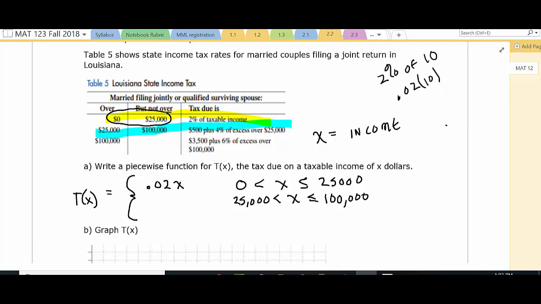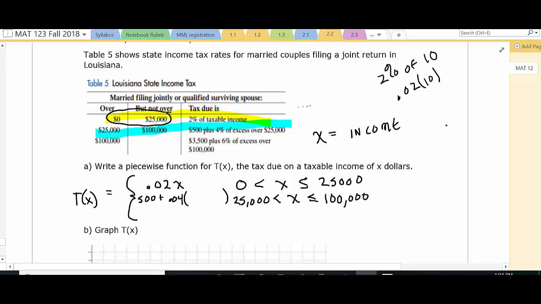Okay, now let's look at what this says. This you've got to be careful about. You're going to do $500. Regardless of how much you make, we're going to charge you $500 for your taxes. Then we're going to do 4% of the amount you make over 25,000. Well, how do you take 4% of a number? You do 0.04, right? Okay. How are you going to figure out the excess over 25,000?